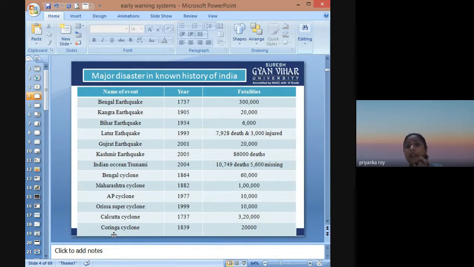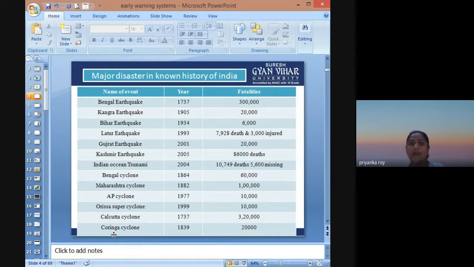In the Kangra earthquake, more than 22,000 people died. Here I have given you 20,000, but about 22,000 people were dead. And imagine it was way back in 1905, when population density was also less, with no high-rise buildings. Kangra is a hill station in Himachal Pradesh, which at that time was part of the Punjab province. So even when the population was less and there was no high-rise construction, it still claimed such a large number of people.